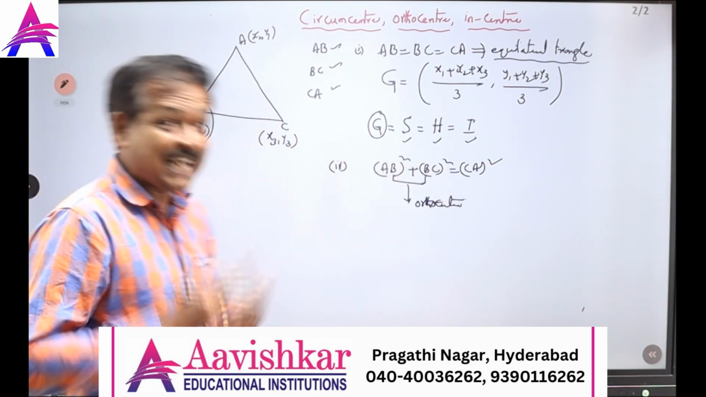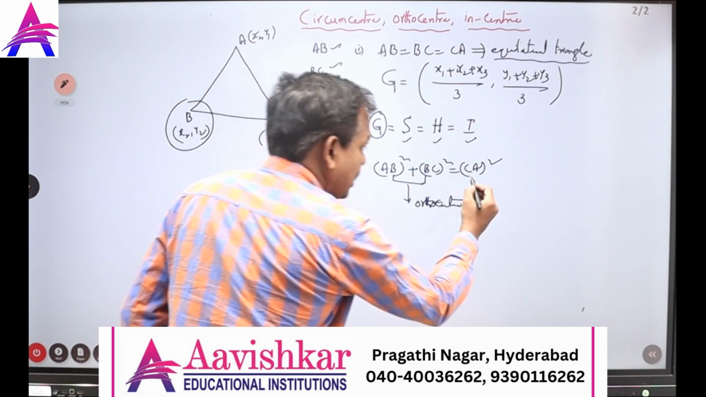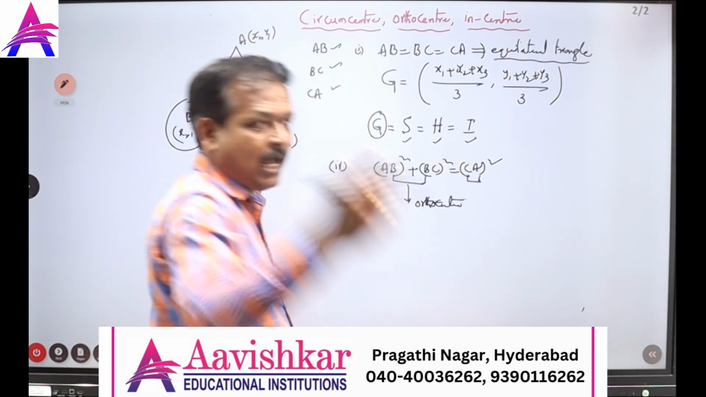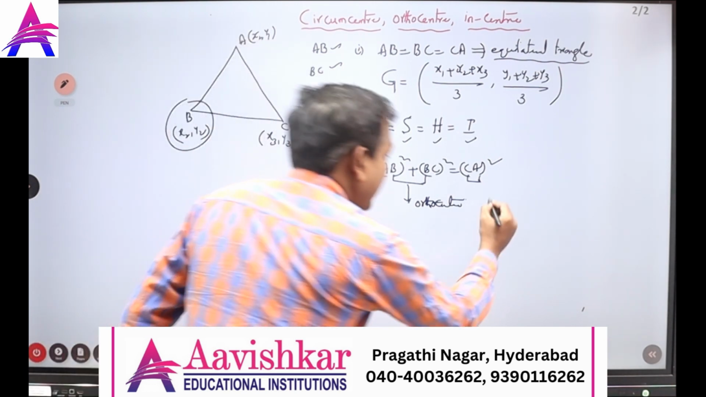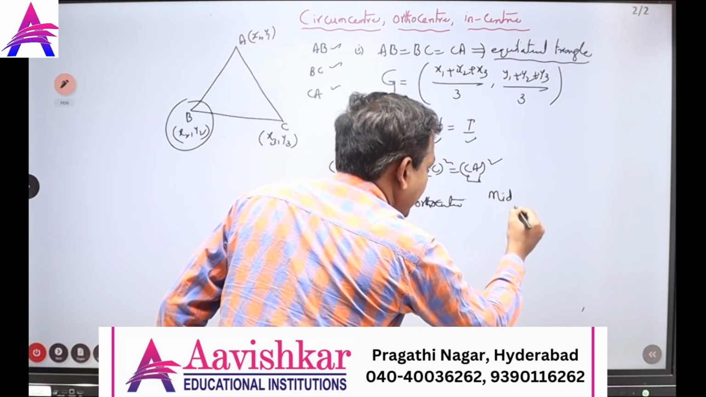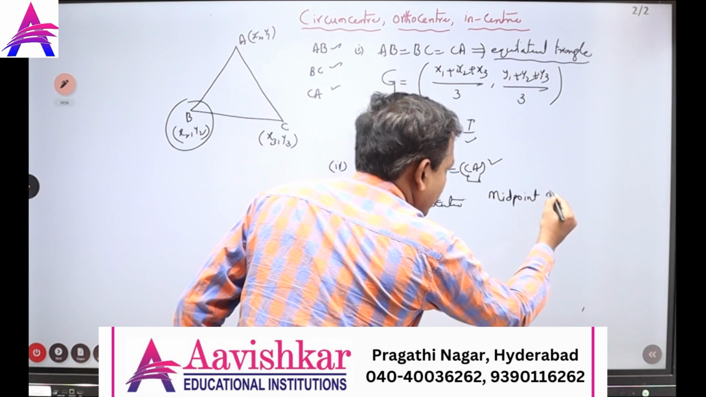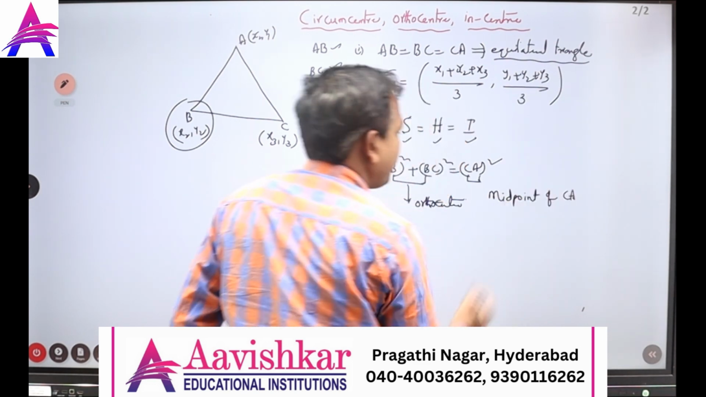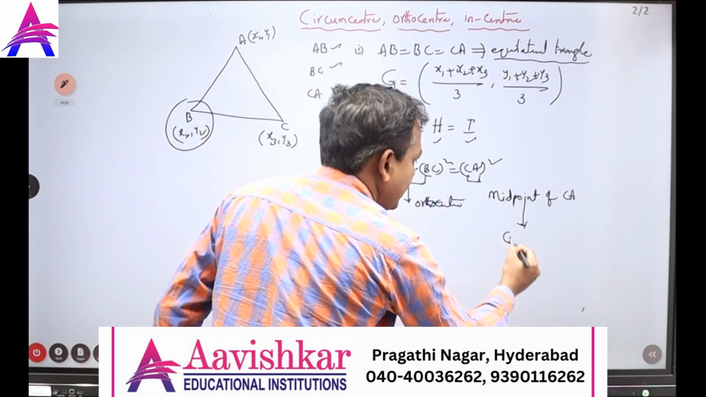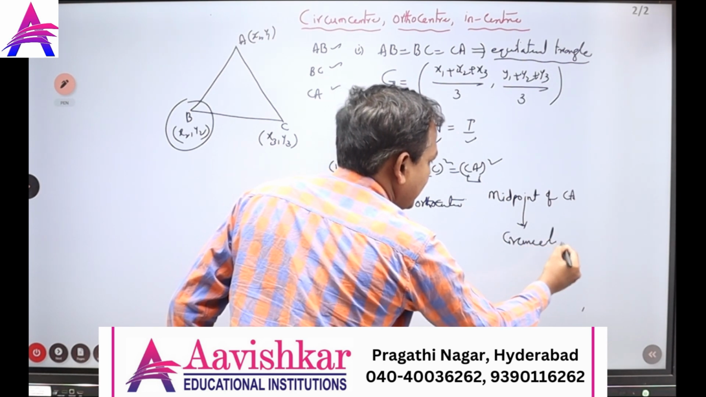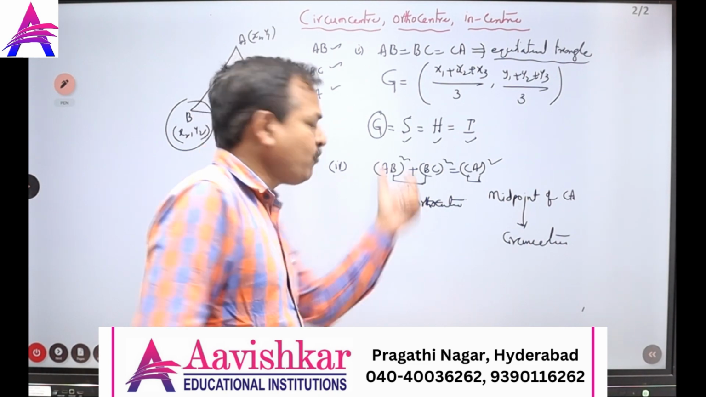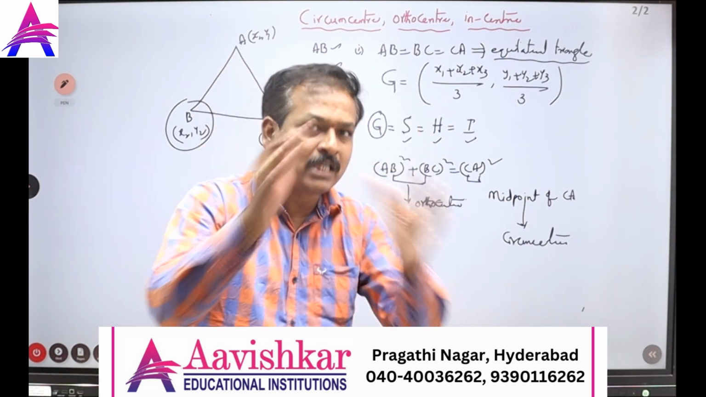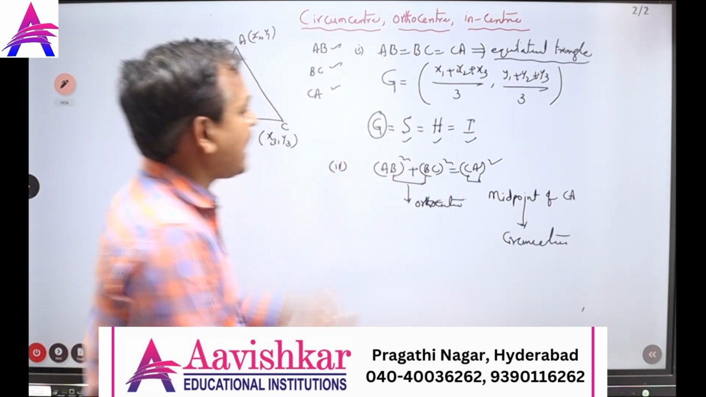Now coming to the circumcenter, this is going to be the midpoint of the hypotenuse, because CA is the hypotenuse. So the midpoint of CA is going to be the circumcenter. I think you are following. That is how to find out the circumcenter and the orthocenter if the triangle is a right angle triangle.